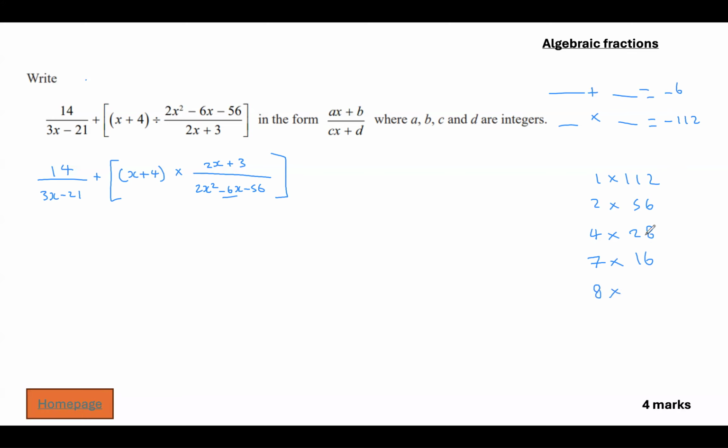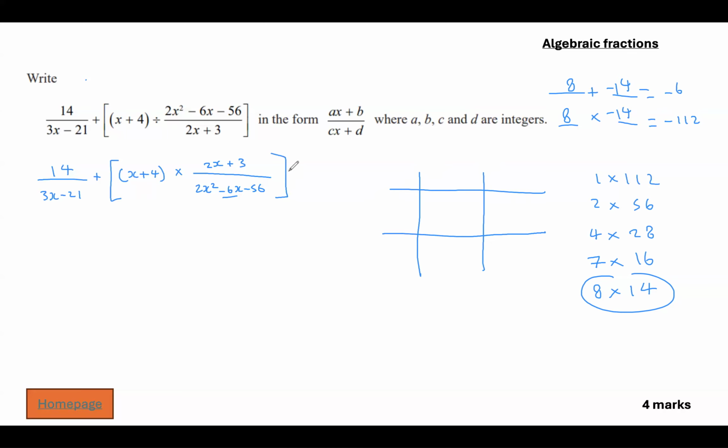Well, if we could do 4 times 28, then we could do 8 times 14. Right, here we go. 8 and 14 could make 6 potentially. So we've got 8 and 14, negative 14. That works. So 8 minus 14 is -6. 8 times -14 is -112. So I am going to use the grid method to factorize this.